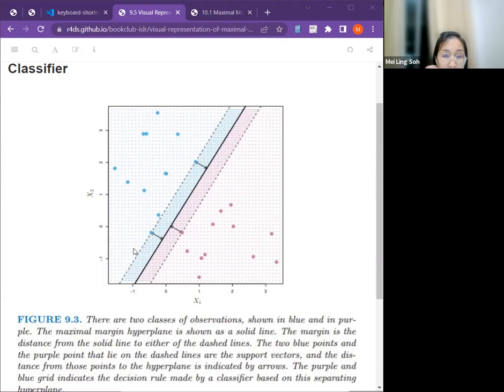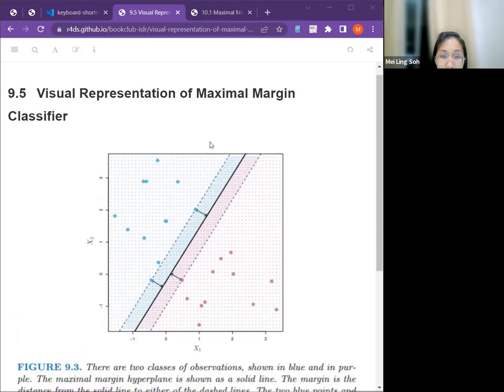So maximum margin classifier is not really helpful in the case where you have observations that overlap, they might be in other classes. So we want to have a better model that allows for misclassification, and also some kind of classifier that is not sensitive to outliers.